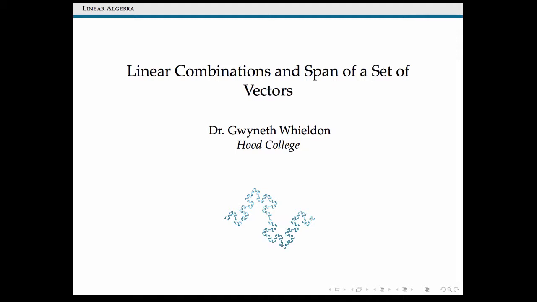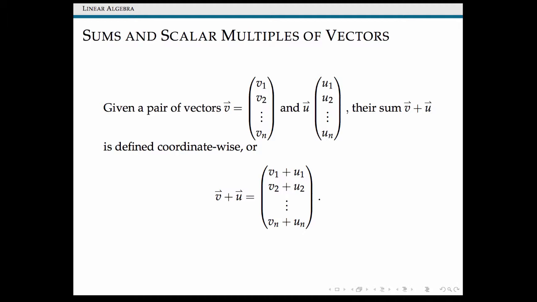All right, in this lecture, we're going to look at linear combinations and span of a set of vectors. Given a pair of vectors, we've already defined what their sum is. We work coordinate-wise and add up our first coordinates of each vector, our second coordinates of each vector, and so on, up to the nth coordinates of each vector. So sum's pretty easy. We've already seen some examples geometrically of what sums look like.